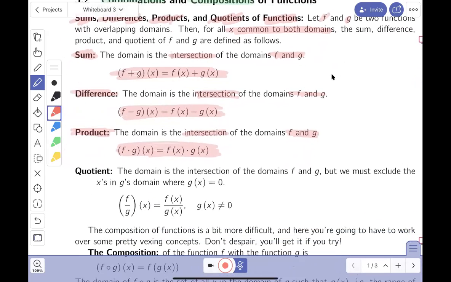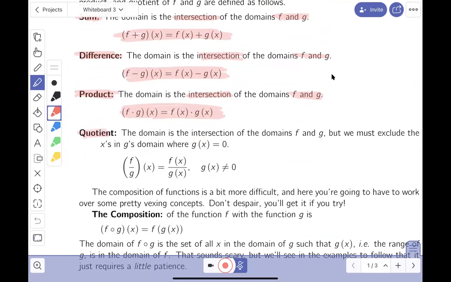All right, a quotient is a little bit sticky, and I'll tell you why. There's always that chance of division by zero. But how do you do a quotient? Well, a quotient is simply f divided by g, provided that g is not equal to zero. So it's still the intersection of the domains of f and g, but now we must exclude the x's in the domain of g where g would produce a zero. And we have to be careful of that, right?